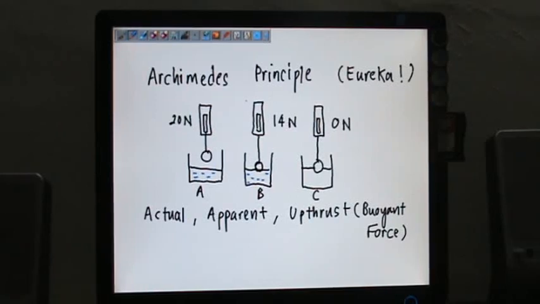We have a situation like this. If you are hanging a stone, the weight of the stone is actually 20 Newton in air. Okay, so the actual weight is actually 20 Newton.